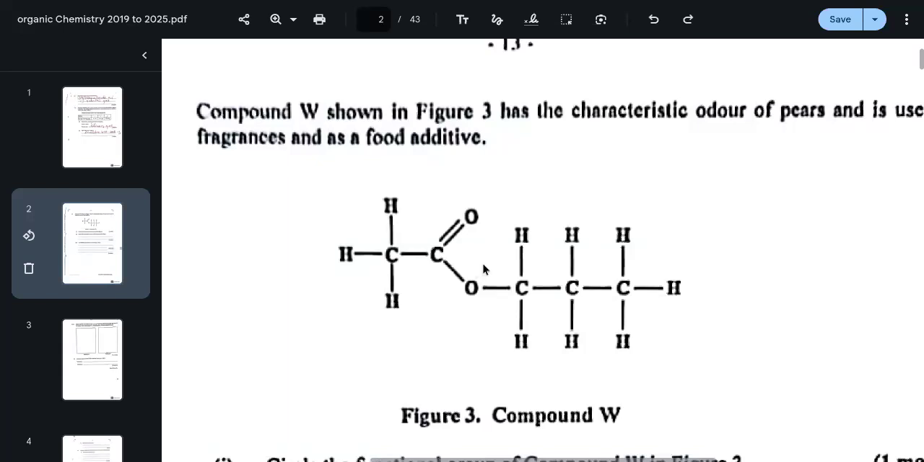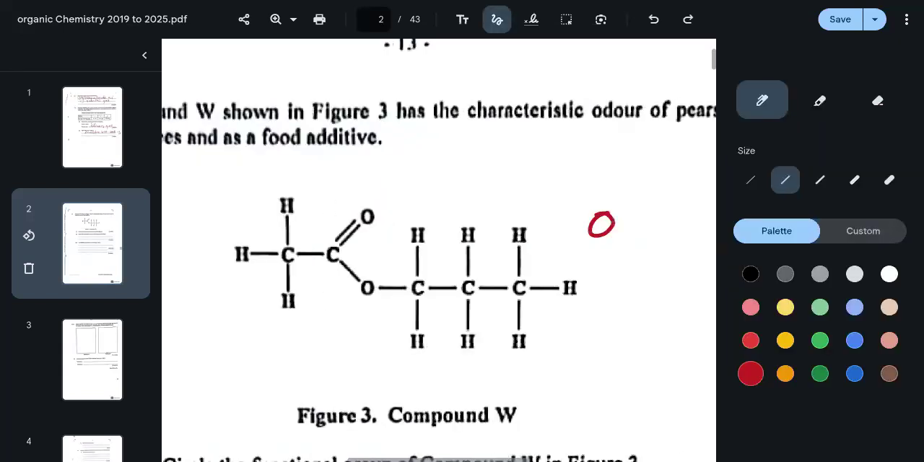So it's not an alkane. Is it an alkene? There's oxygen. Once you say oxygen, it automatically excludes alkane and alkene. Now, do you see an OH anywhere on the compound? So it's not an alcohol.